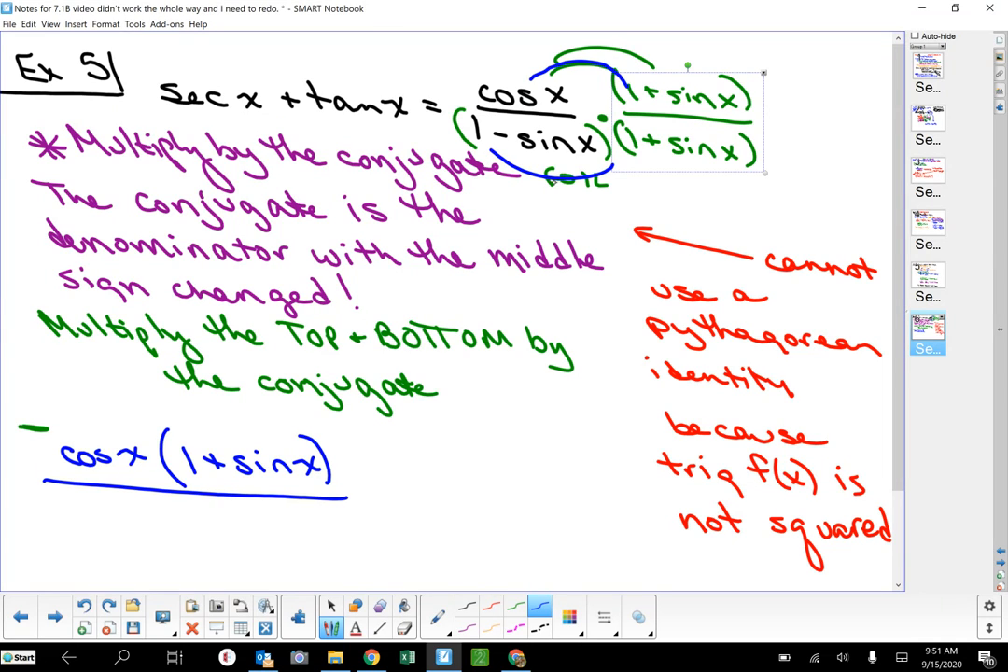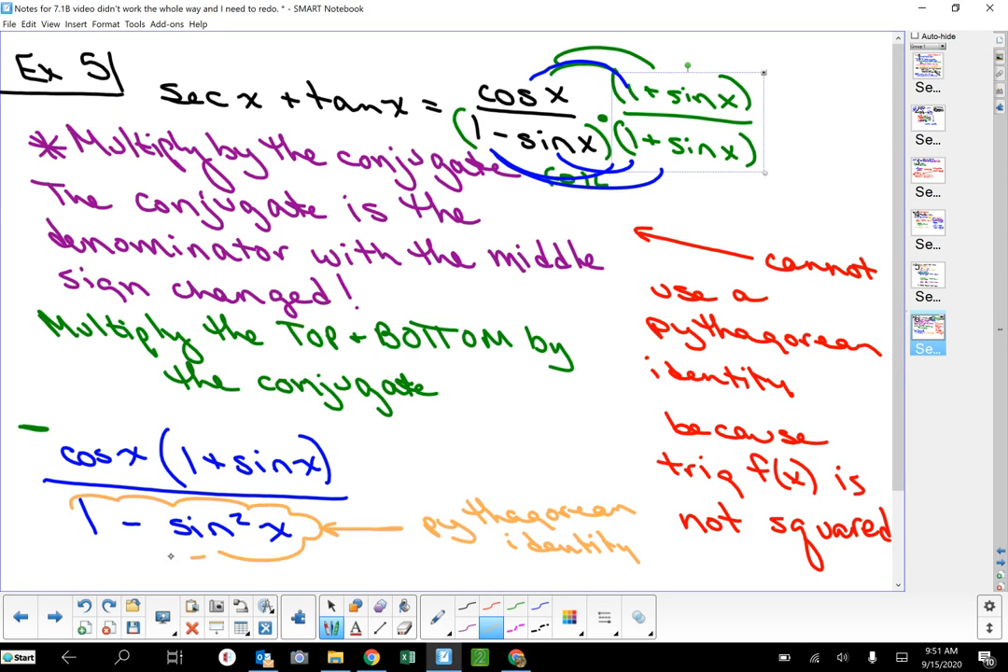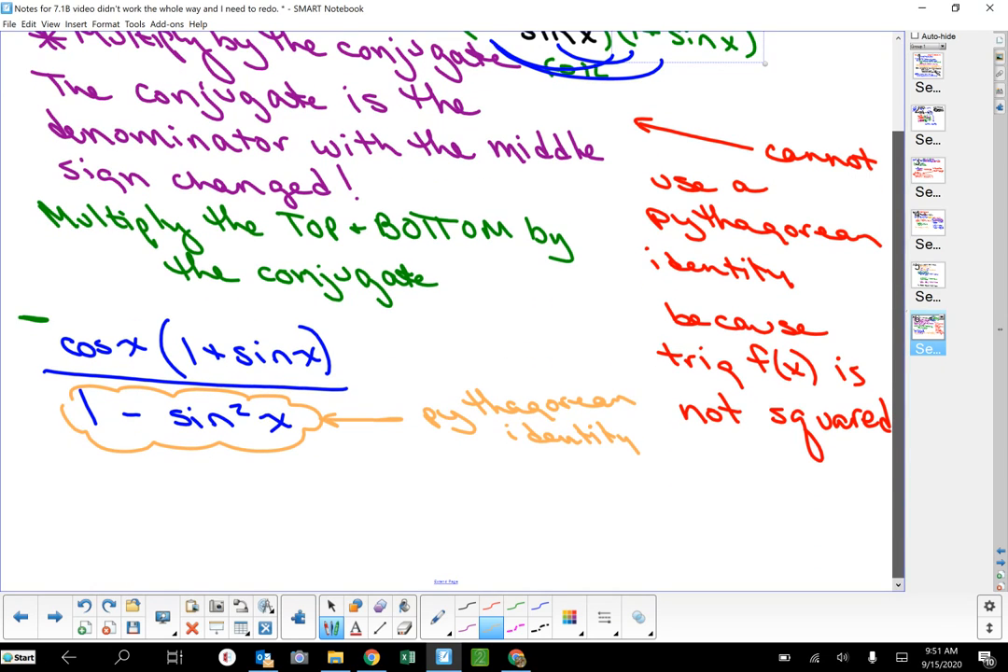So I get a 1, and then my positive sine x and negative sine x will cancel each other out, which is the point of your conjugate. That should always happen. And then we get a negative sine squared. So the point in us doing this, you may now recognize, is that this is now a Pythagorean identity. And it allows us to replace this whole denominator with cosine squared.